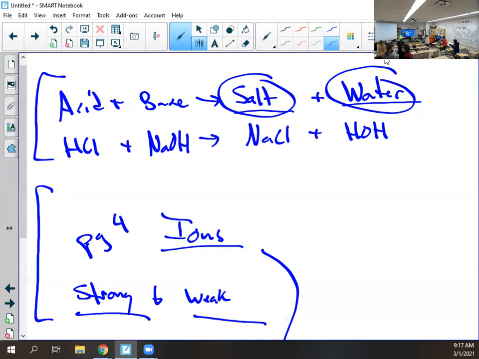The indicators are here in the fume hood. The things you test are right there. The pipettes at your station sort of apply to this lab, sort of don't.